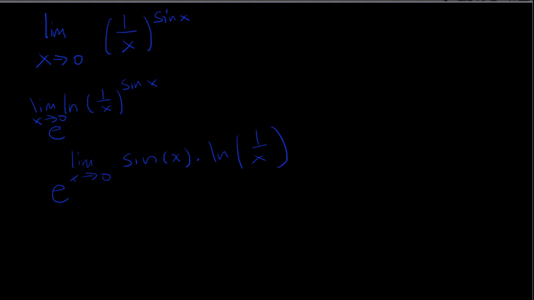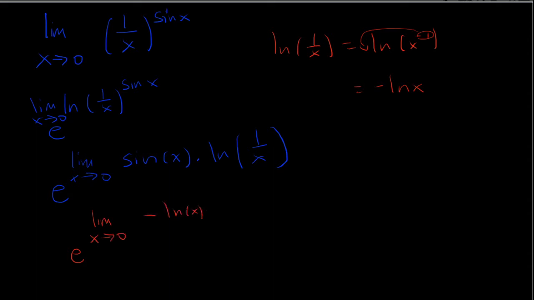And I'm going to rewrite this. ln of 1 over x can be rewritten as ln of x to the negative 1, and we know the exponent is going to come out in front, so it's just negative ln of x. Then for sine of x, we know that cosecant x is 1 over sine x, so 1 over cosecant x will be sine of x. So we're just going to put cosecant x in the denominator.